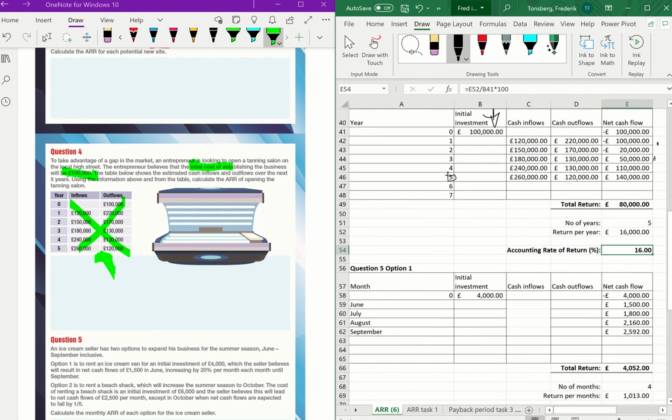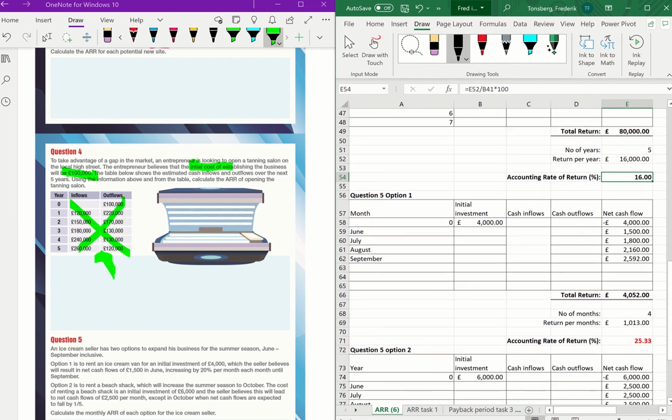Again, is that good or bad? Well, you can't really say that unless you've got another project to compare that to.